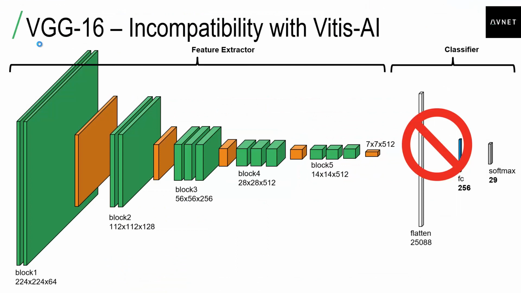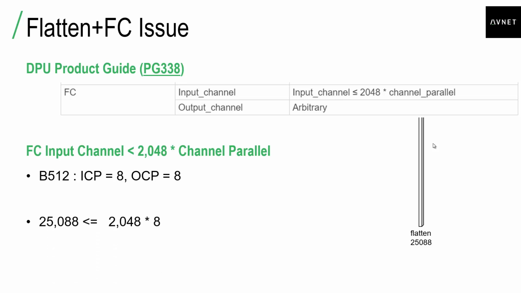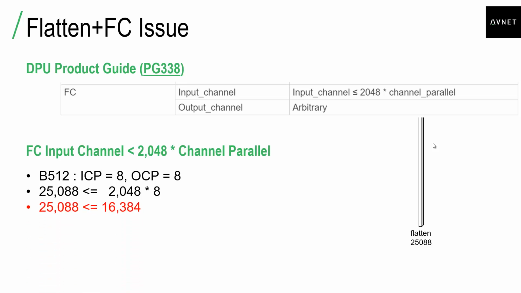As we saw in our notebook, we have an incompatibility here with our fully connected layers, including this flattened layer. If we analyze this further, looking at the DPU product guide, we can see that for the fully connected layers, our input channel needs to be smaller than 2048 times the channel parallelism. Now, the channel parallelism is specific to the DPU architecture, and for the B512, this is 8. If we plug this into the formula, we can see that our flattened layer of size 25,000 is way bigger than the limit, which should be 16,000.